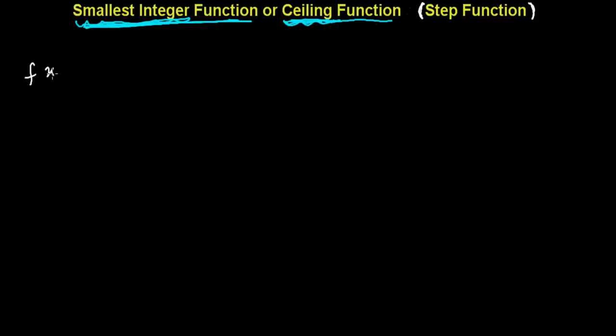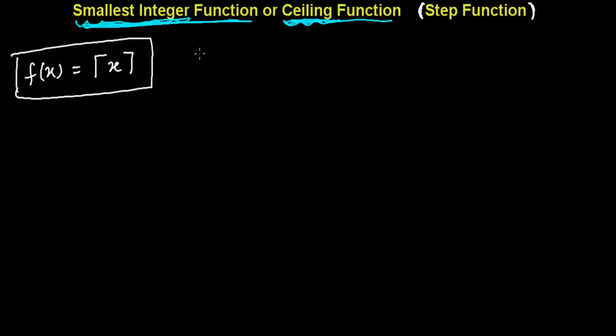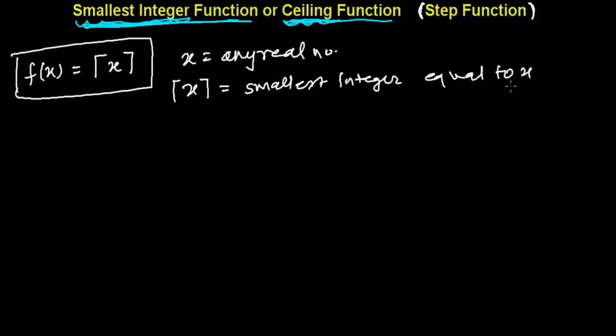Here I have a function, let's say f of x, and see the symbol of the ceiling. This is the symbol for the ceiling function, and I'm going to put a real number x inside it. So this is the representation of the ceiling function, and x is any real number. When I put x into the ceiling function, it always represents the smallest integer equal to x or greater than x.